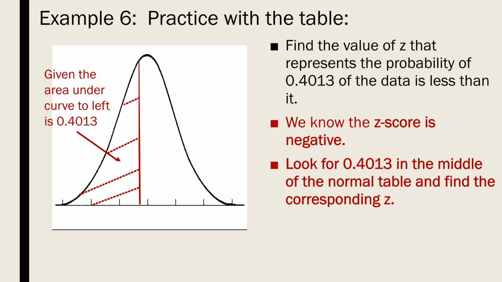Because the probability is 0.4 something, which is less than 0.5, and it is of the data less than the z-score, the vertical bar will locate at the left side of the normal curve. Because it locates at the left side, we know that the z-score is negative. Next step is to look for 0.4013 in the middle of the normal table and find the corresponding z value.